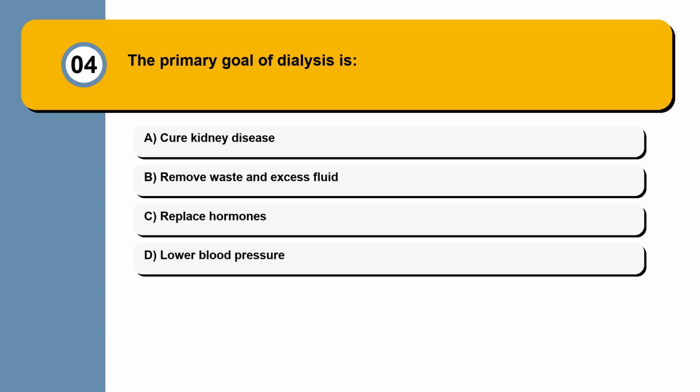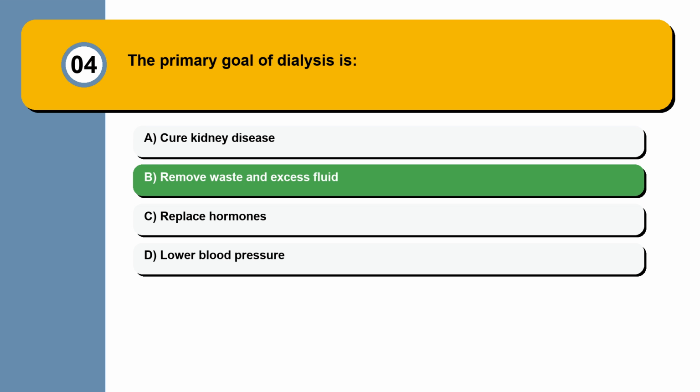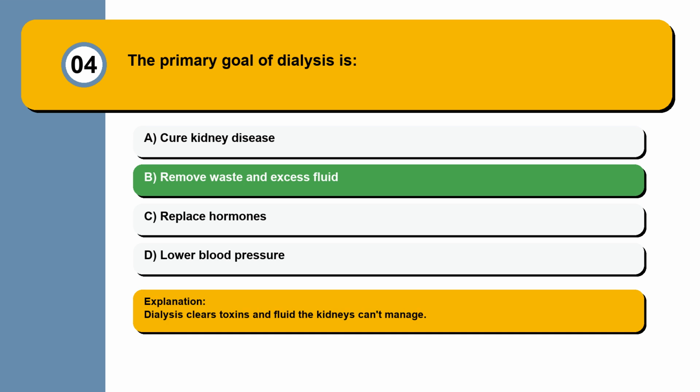Question 4. The primary goal of dialysis is: cure kidney disease, remove waste and excess fluid, replace hormones, lower blood pressure. Dialysis clears toxins and fluid the kidneys can't manage.